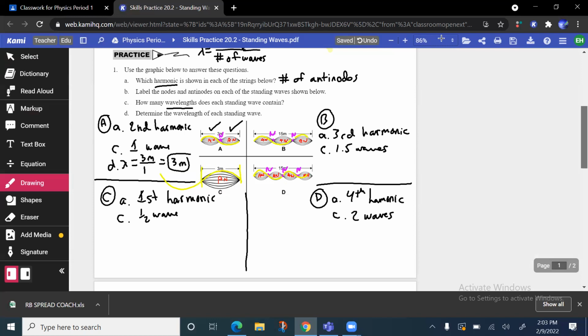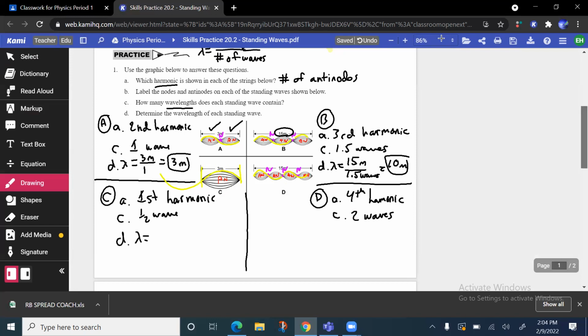For wave B, we're going to go 15 meters divided by 1.5 waves, and we'll get 10 meters for each wave.